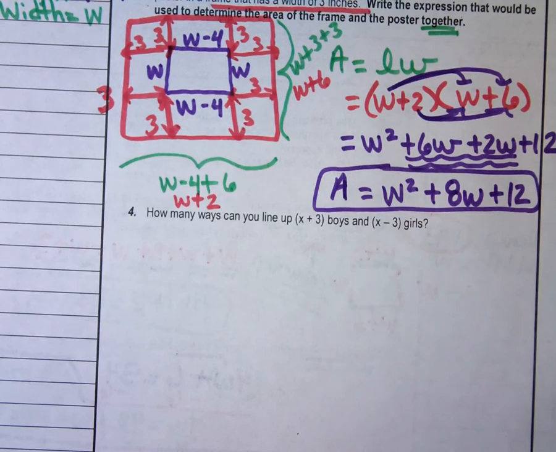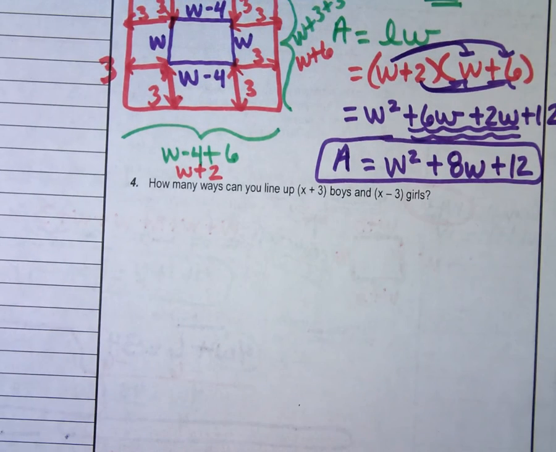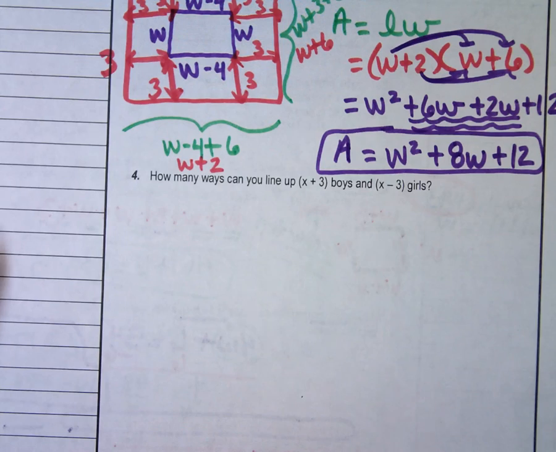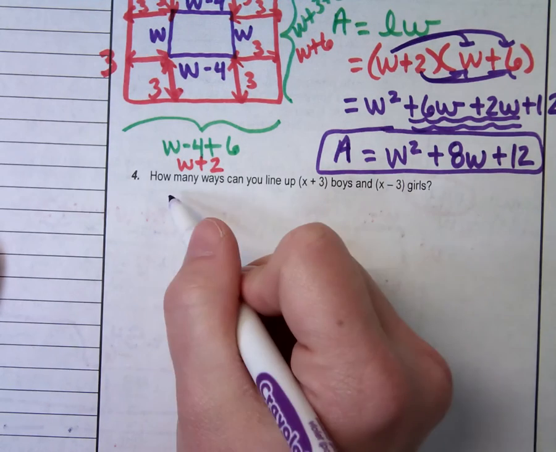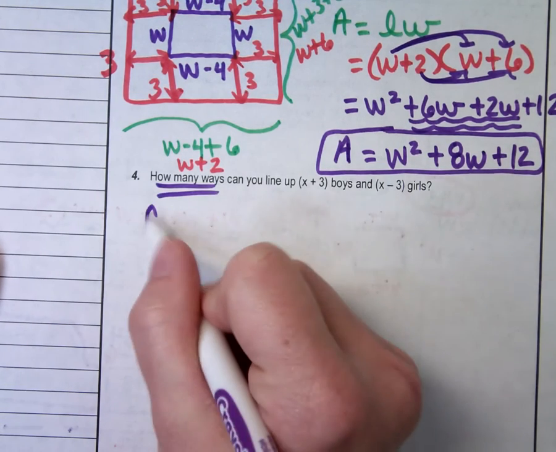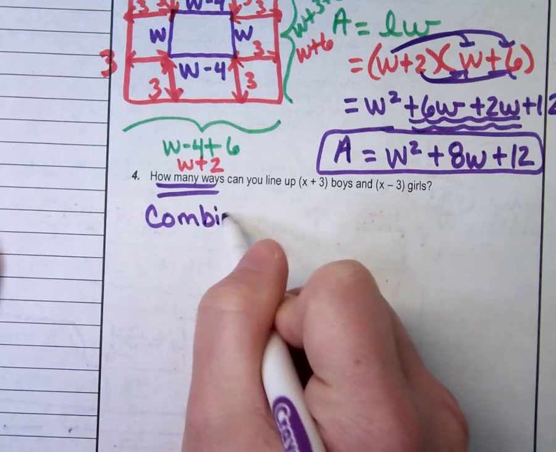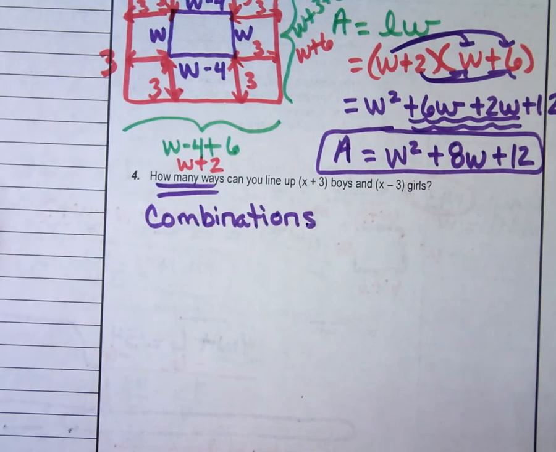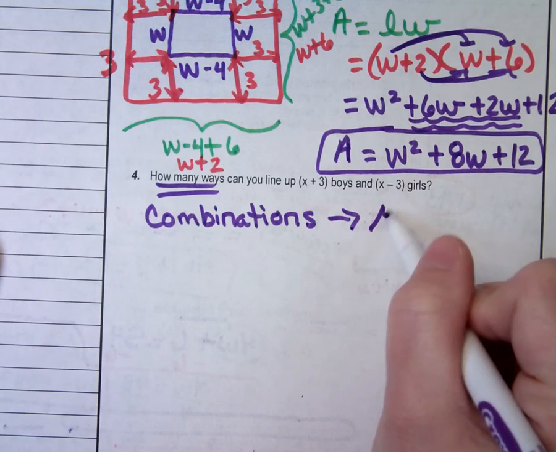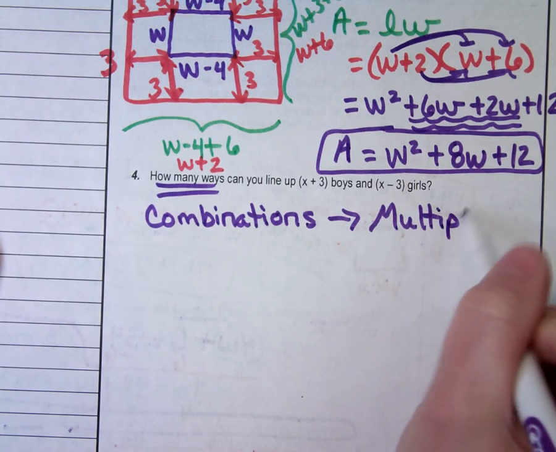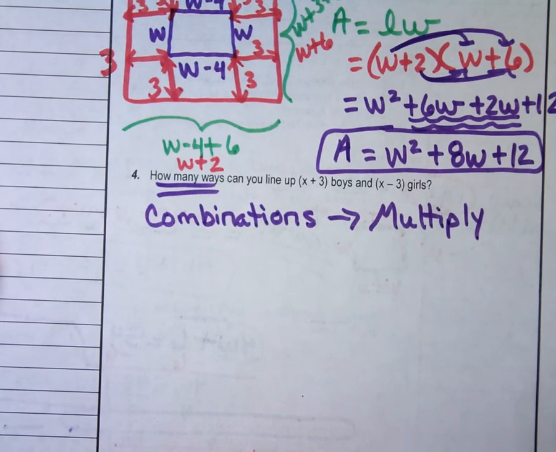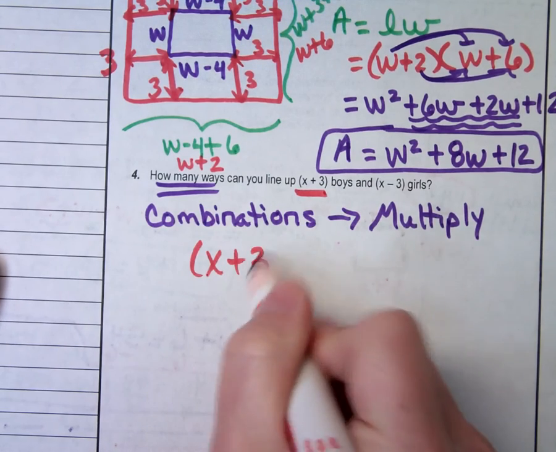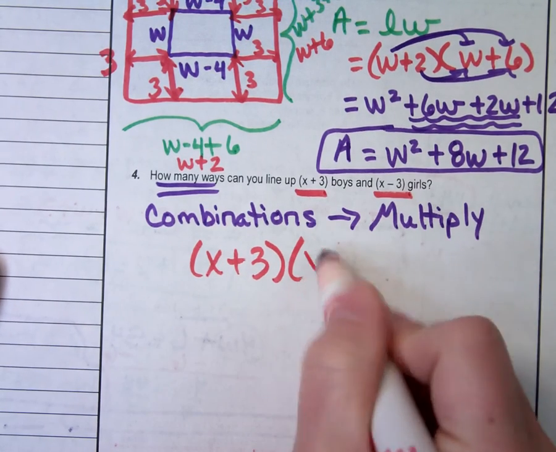Okay, number 4 says, how many ways can you line up x plus 3 boys and x minus 3 girls? This is wanting to know how many ways, how many combinations can I come up with? If you're ever trying to figure out how many combinations of things, then we're going to multiply. So I want to multiply my x plus 3 boys with my x minus 3 girls.